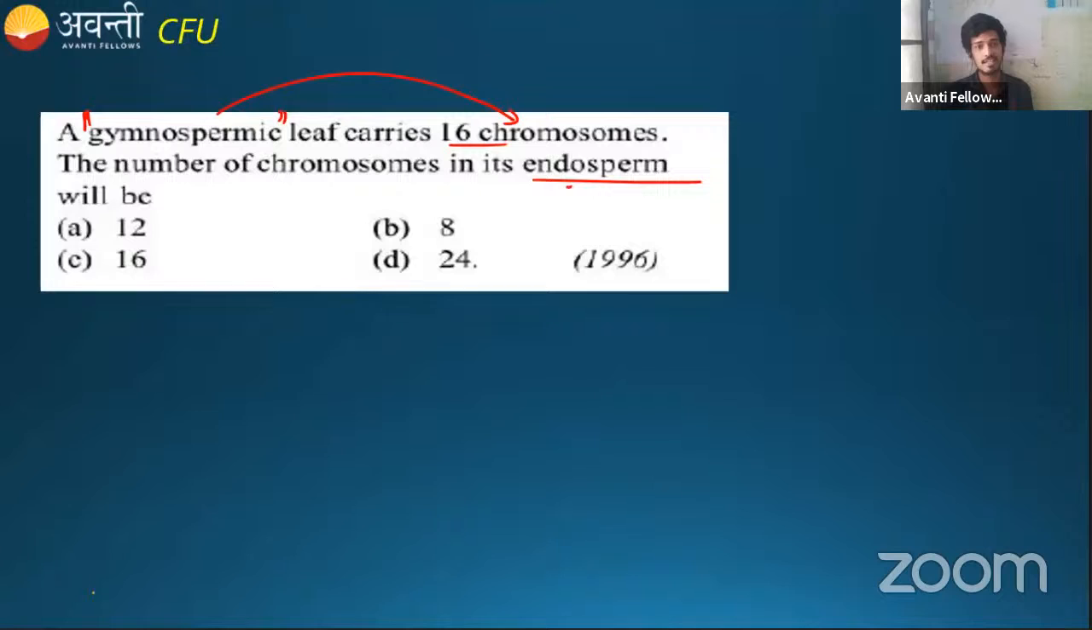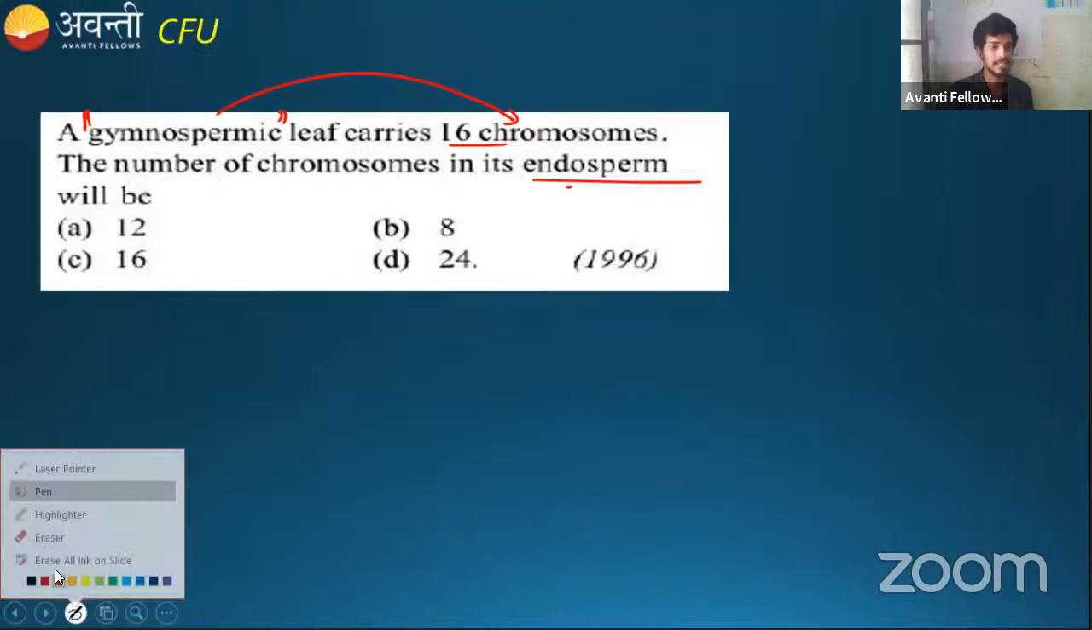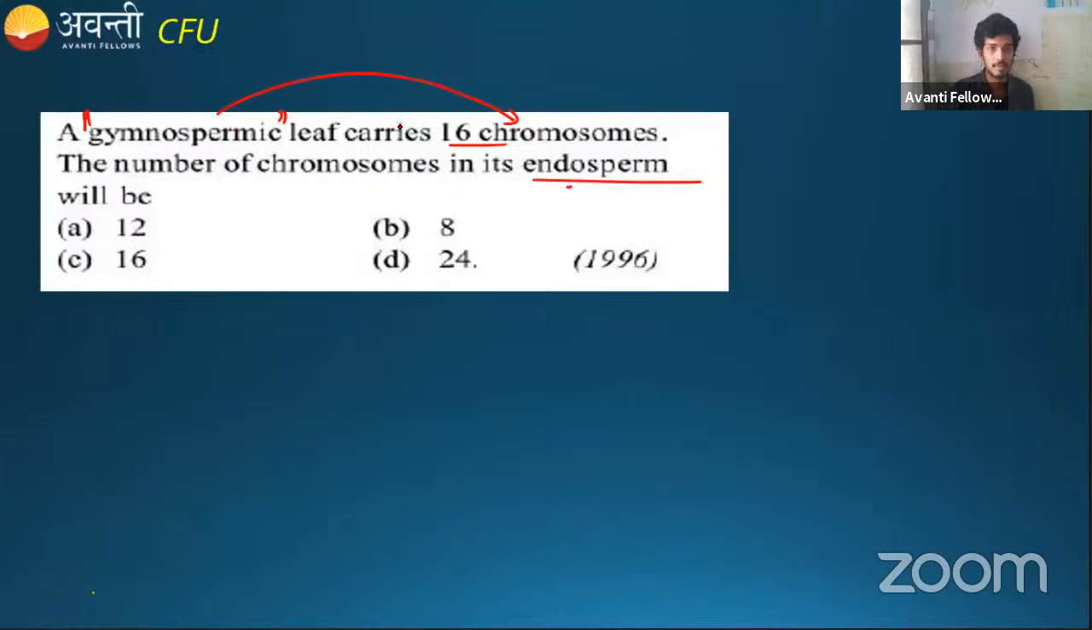I'm sharing the results. 2% chose option A, 70% B, 25% C, and 4% D. And in YouTube also, many of you answered correctly. Okay, let's check that. Simple, right? So you know that gymnospermic leaves will have 2n, that is 16 chromosomes. That's why I never mentioned ploidy or anything.